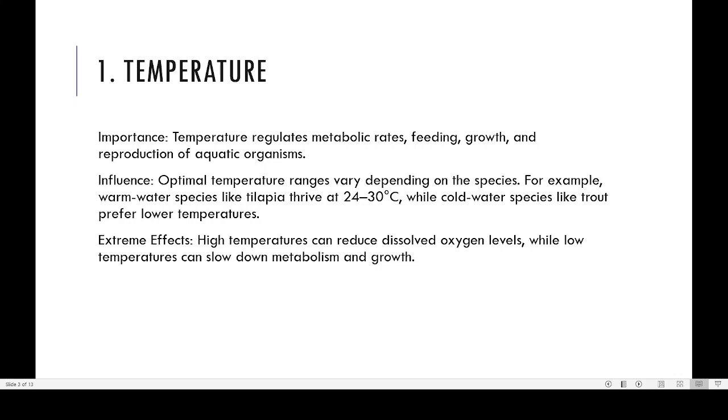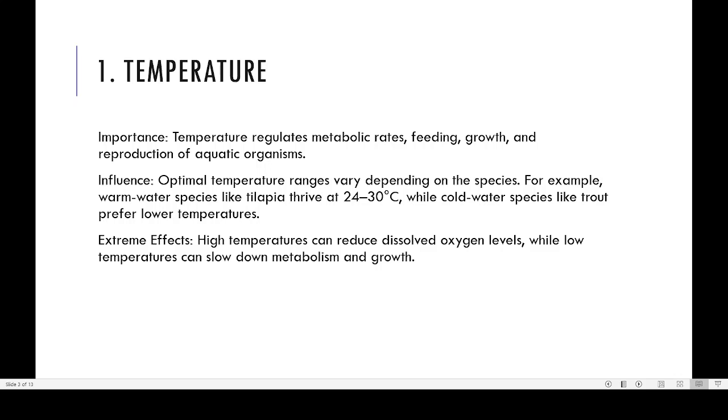While cold water species like trout are not common here. They are present only in European countries. There they need a temperature maybe below 20 degrees centigrade. So that is the influence of temperature.